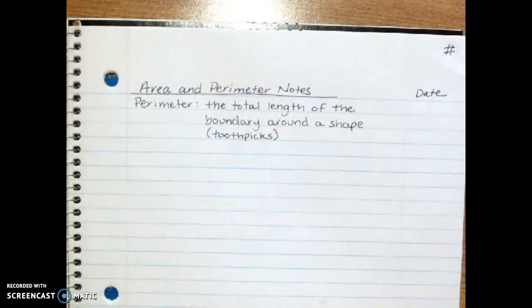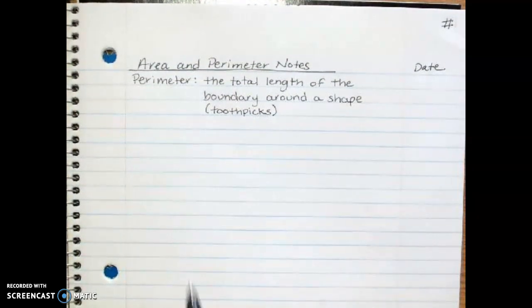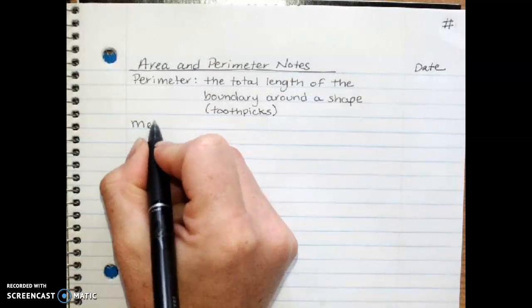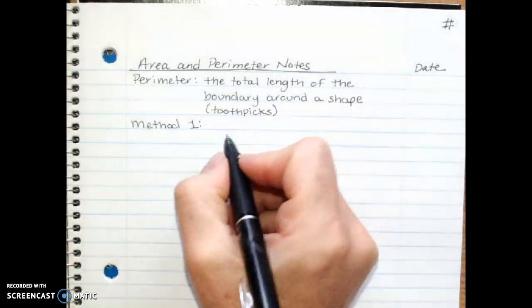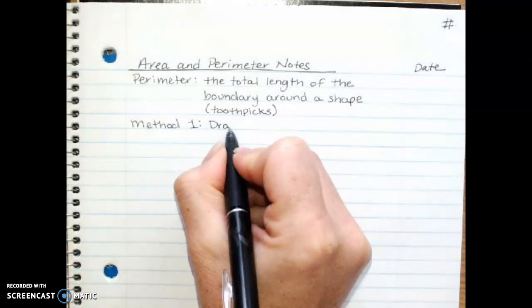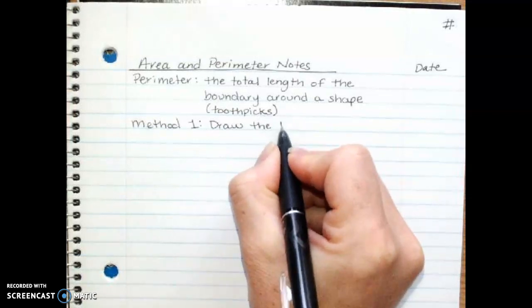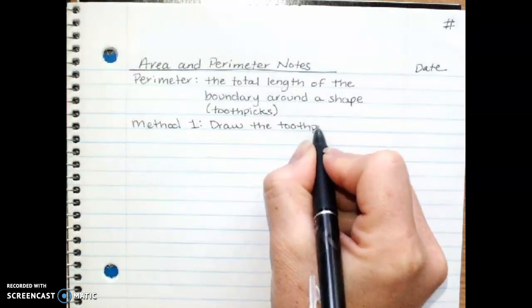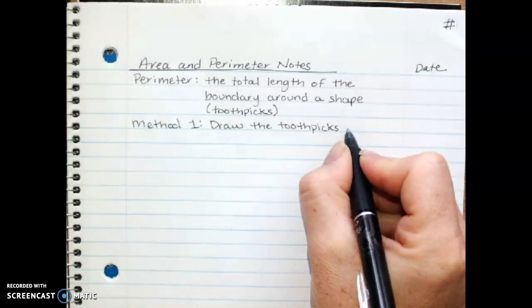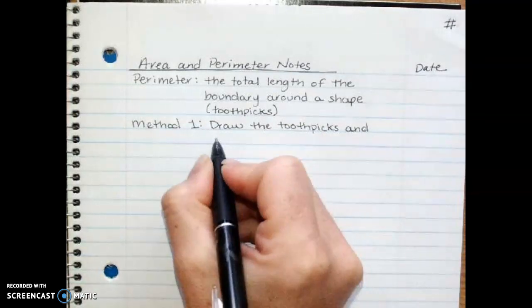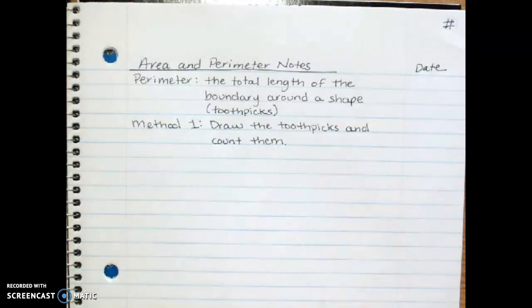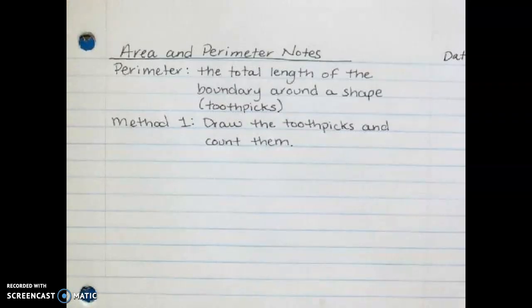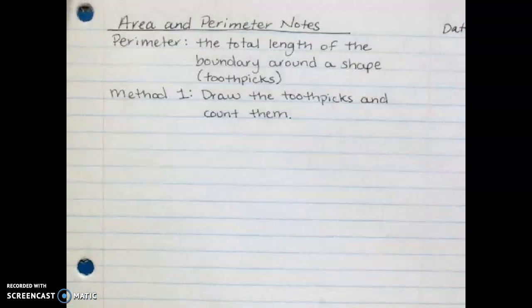There are two methods for finding the perimeter of a shape. Method 1. Draw the toothpicks and count them. We're going to draw an example. Let's start with an irregular shape.